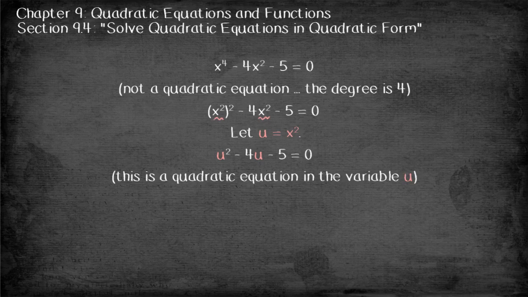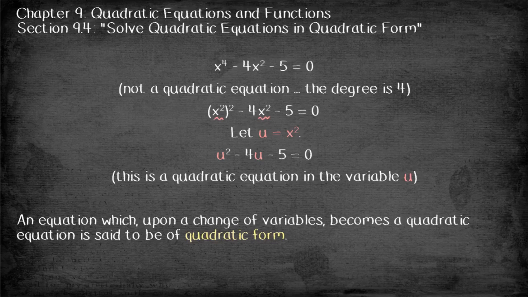Hey, if we were to just come across this equation out in the wild, we would say, oh, this is a quadratic equation in the variable u. So this is an example of something in quadratic form. That is, an equation which, upon a change of variables, becomes a quadratic equation is said to be an equation of quadratic form. So this original equation is of quadratic form. It's a quadratic-like equation, if you like.